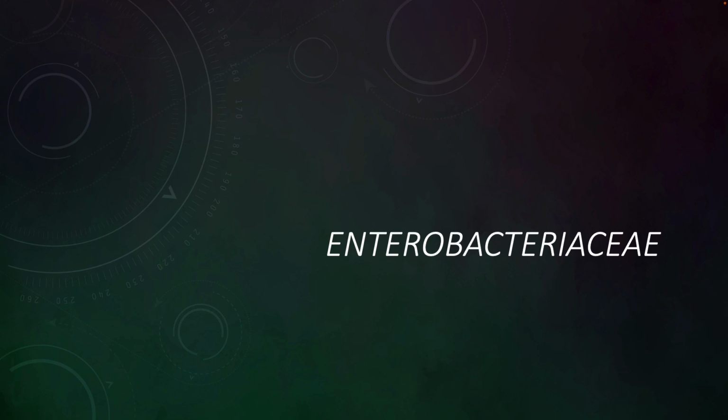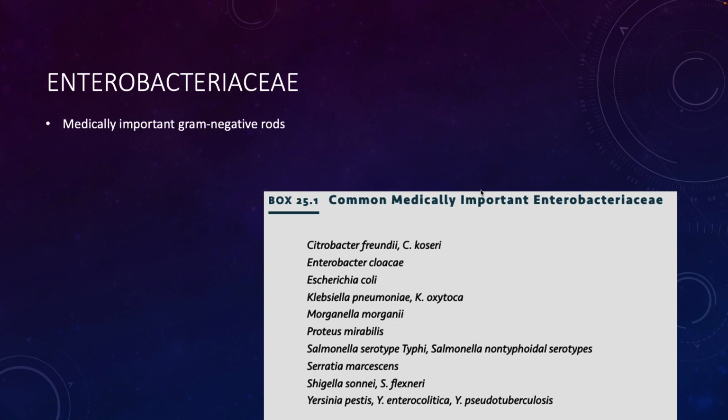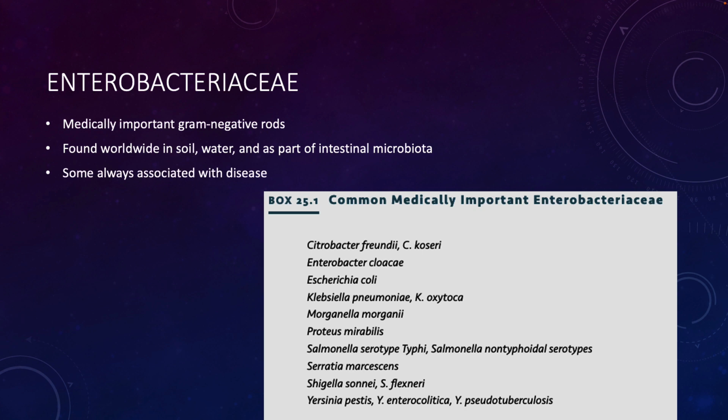Enterobacteriaceae is a broad group representing a number of different genera of really important gram-negative rod-shaped bacteria. You may see some familiar faces in here that you've heard about before: E. coli, Klebsiella, Salmonella, Yersinia. These are all genetically related, which is why they belong to the same family, but they are, again, medically important gram-negative rods that are found worldwide in the soil, water, and of course as part of our normal microbiome, especially of the intestines.